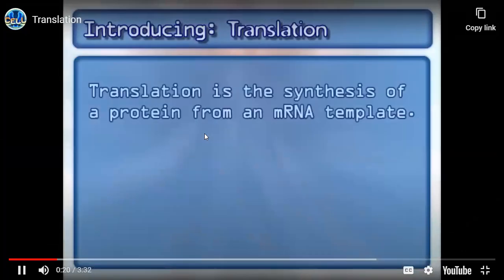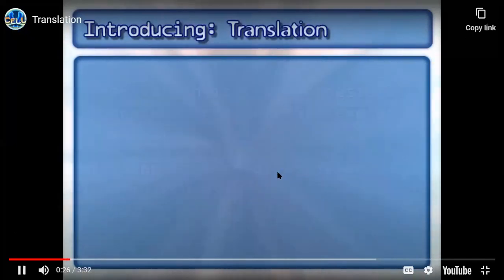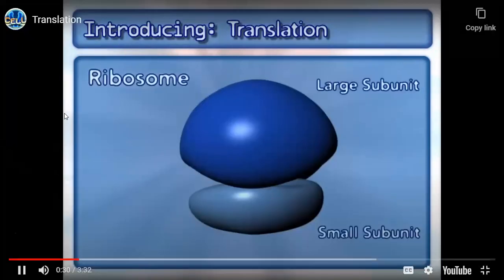Okay, let's see it again. Translation is the synthesis of a protein from an mRNA template. The mRNA that is transcribed from the DNA will be translated to make a protein, okay? So this key process involves several key molecules, including mRNA, the small and large subunits of the ribosome.